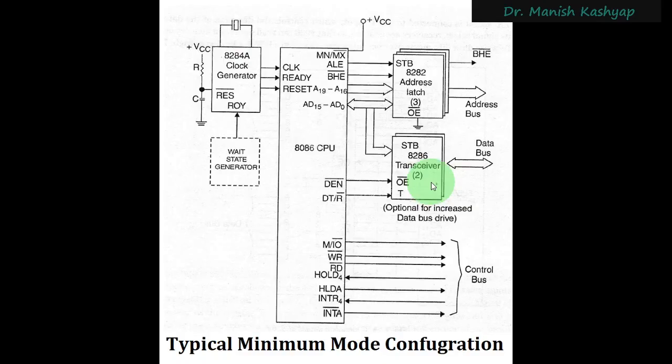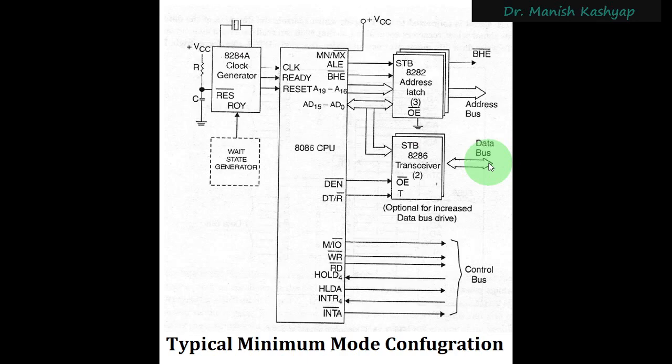But what happens is, when you assemble a computer, the data lines are connected to various devices. They are not only connected to the external memory, but they might be connected to the input output devices. They might be connected to something else also in the system.